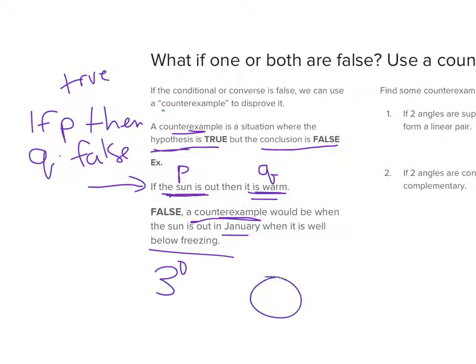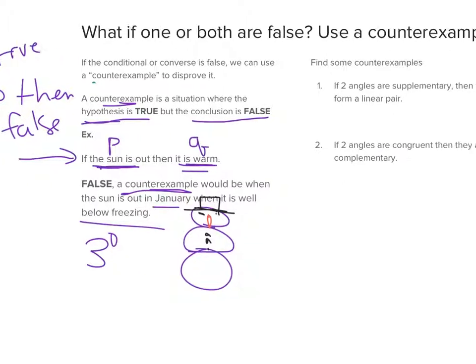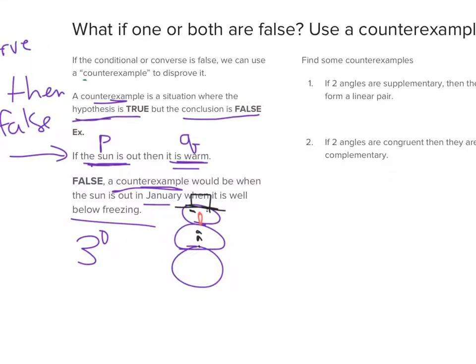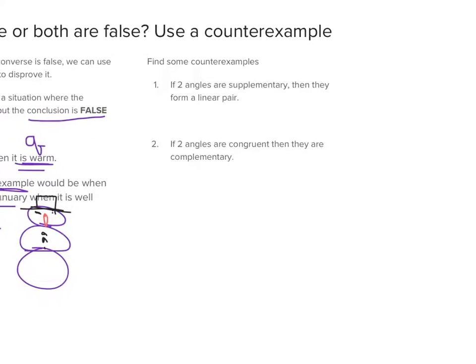And you go outside and you build a snowman complete with a top hat and a nose. That still would be a counterexample. Sorry, got a little off track there. So it's really cold outside in January, but the sun is still out, so that means it is not warm.